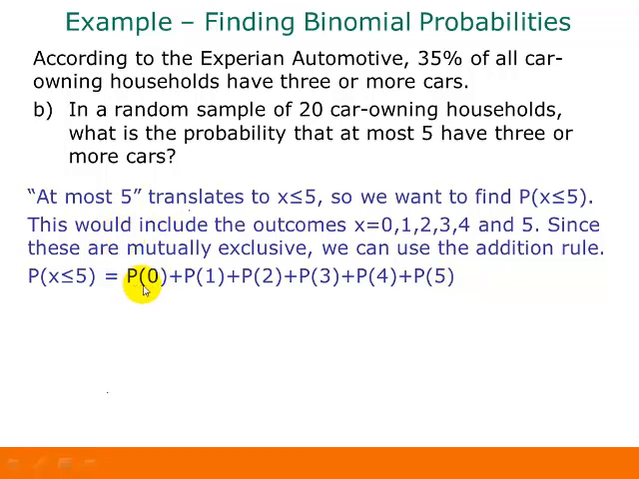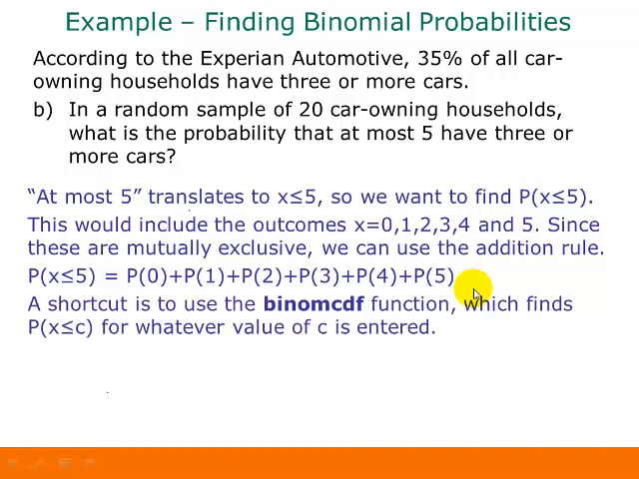This would mean you'd have to put in binomial PDF and put in 0 for x. Here you'd put in 1 for x, 2, 3, 4, and 5. So you'd have to do that function 6 different times and then add all the results together. That's kind of a lot of work. So there is a shortcut. There's another function on your calculator that, instead of binomial PDF, is binomial CDF. The C stands for cumulative.